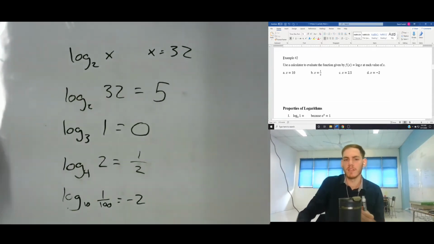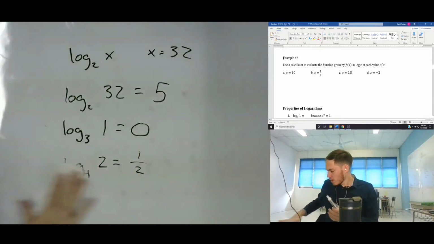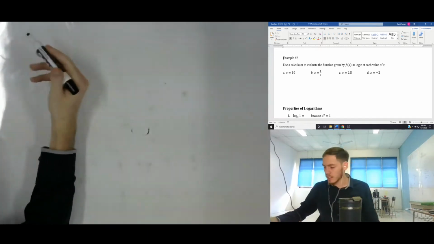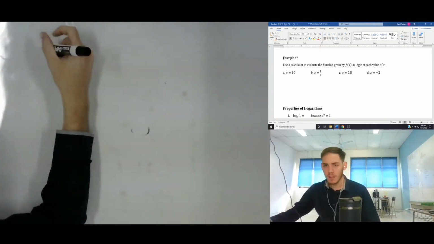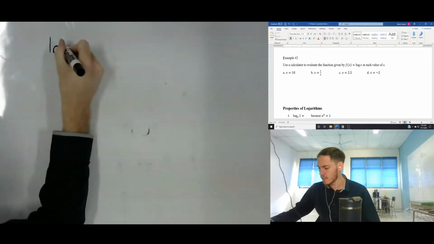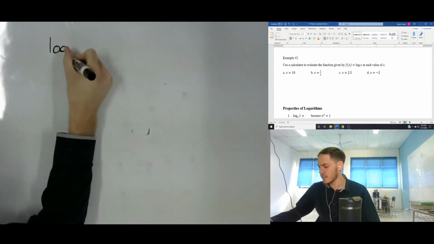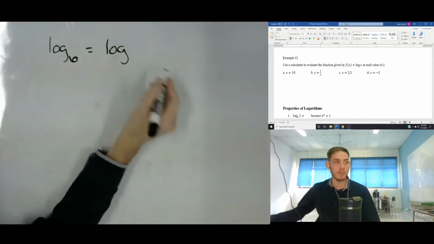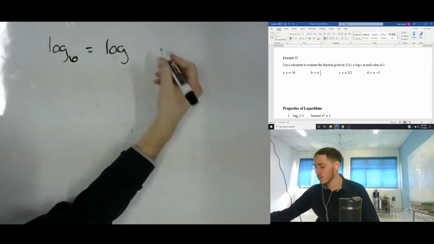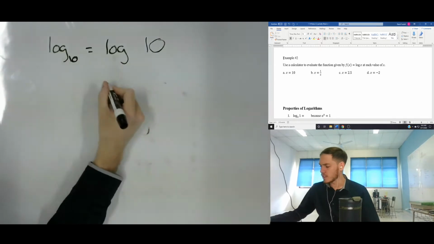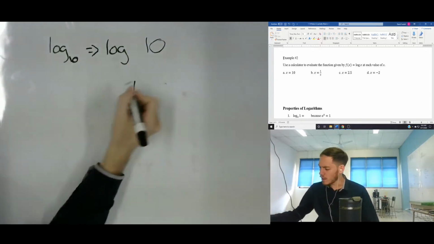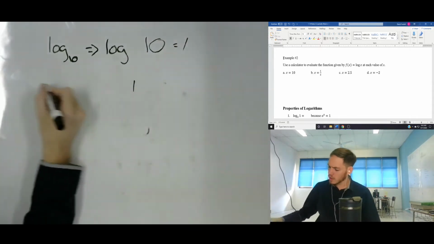Okay, use a calculator to evaluate the given function f of x equals log of x. So this is going to be log base 10. Log base 10 is the same thing as log without any markings. So log of 10 is just going to equal 1.